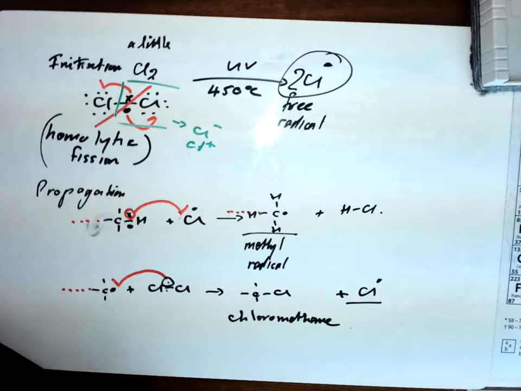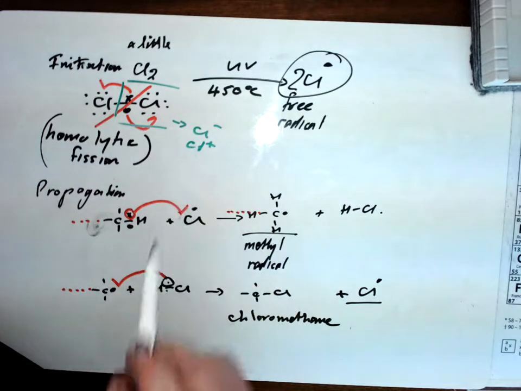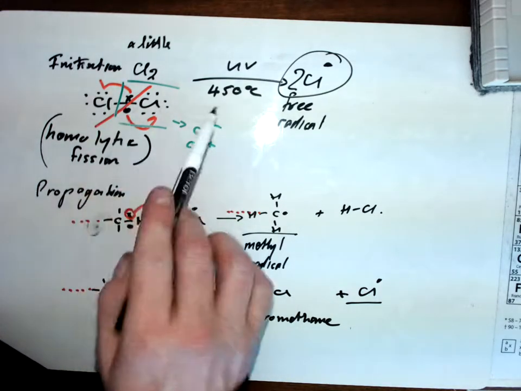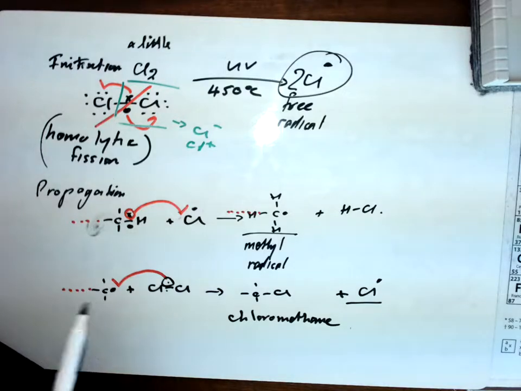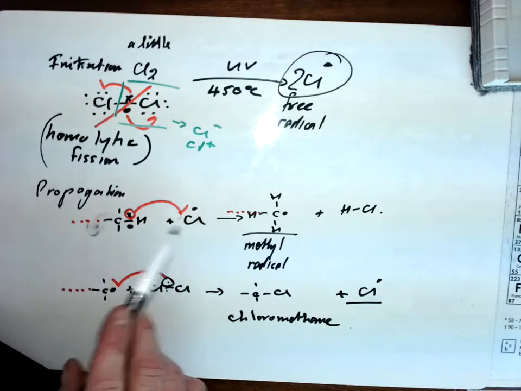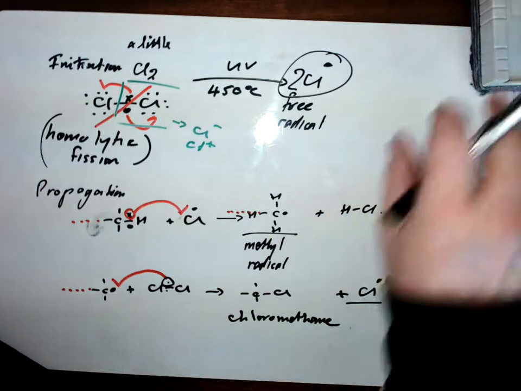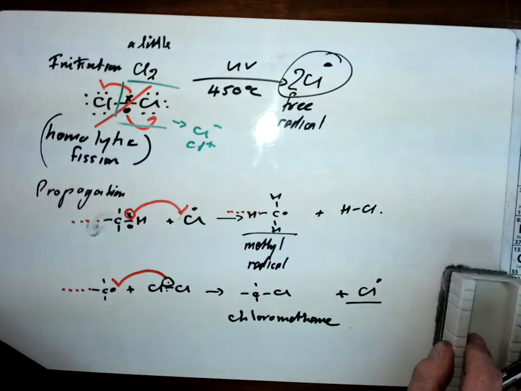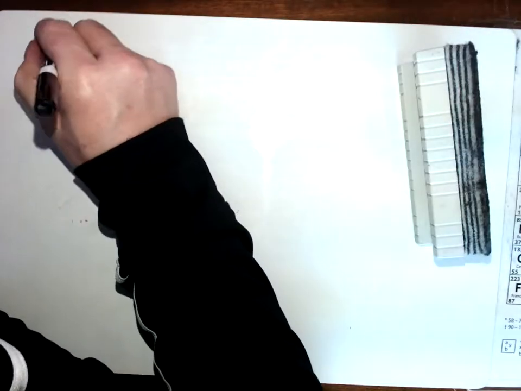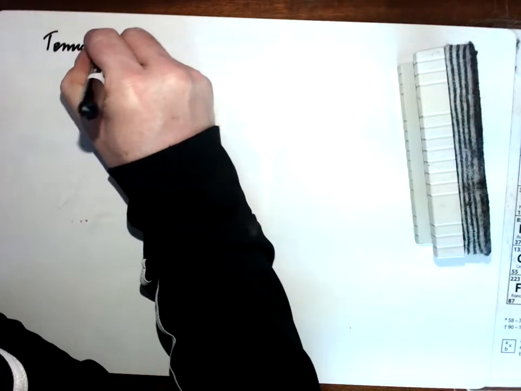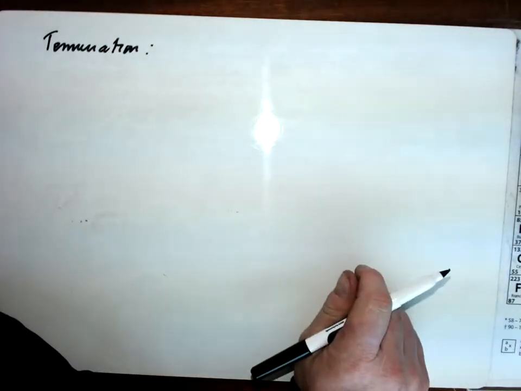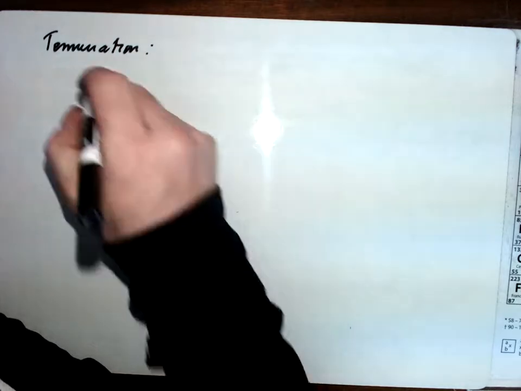All your mechanisms, if you're asked to draw them, will have one initiation. This one, if it's chlorine, or similar if it's bromine. I will always have two propagations following this pattern, and you'll then have what we call termination steps. So I'm going to wipe this board and go to our termination steps. So you will also have three possible termination steps. Termination means to stop something. So this is where radicals now start to pair up.